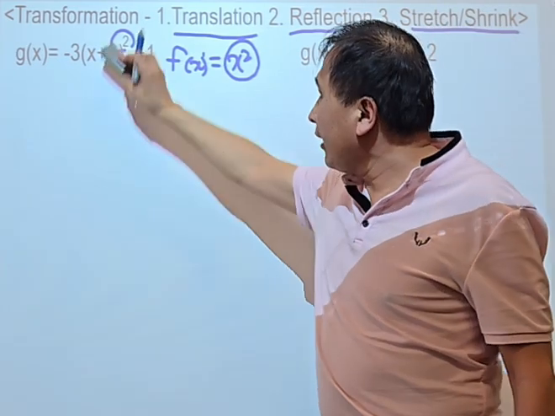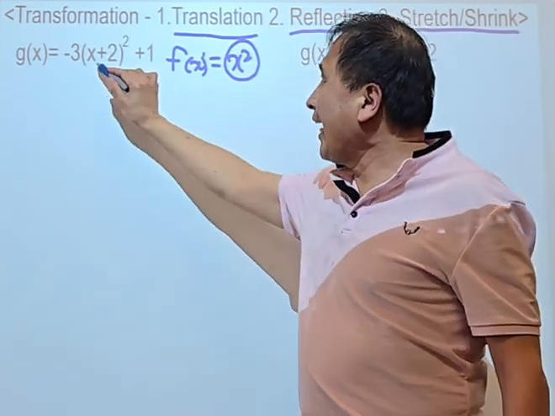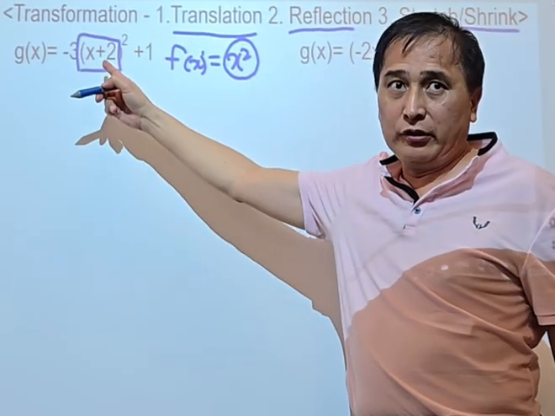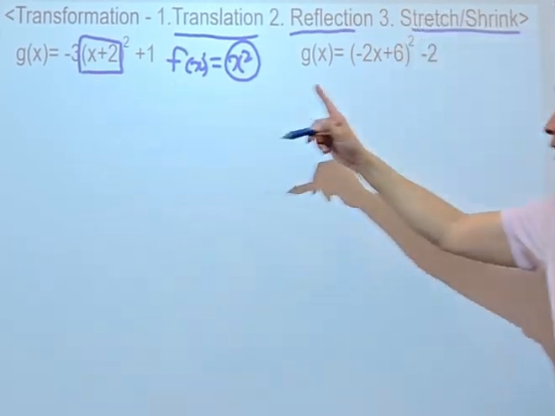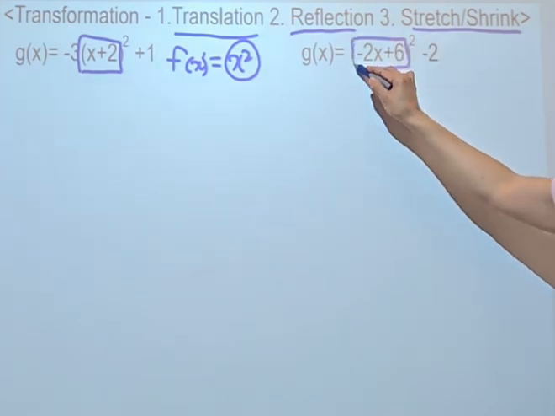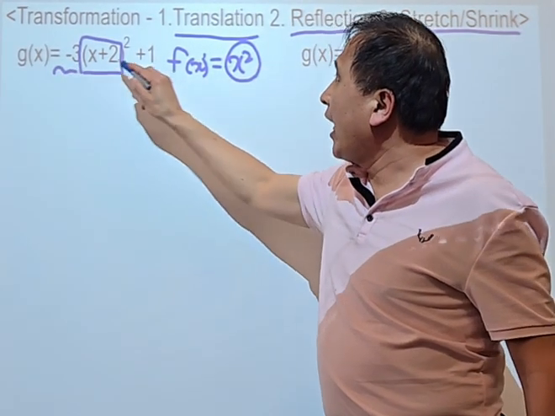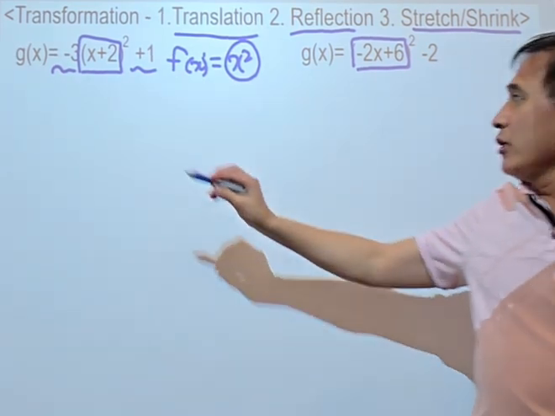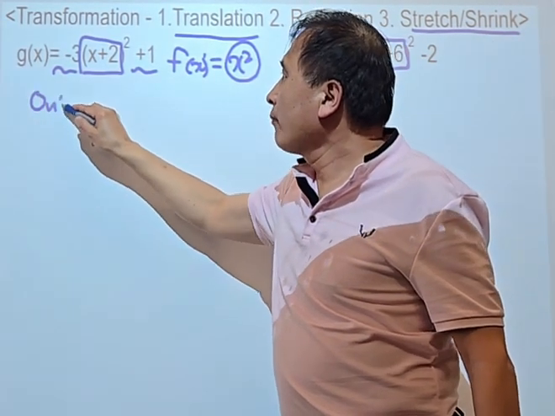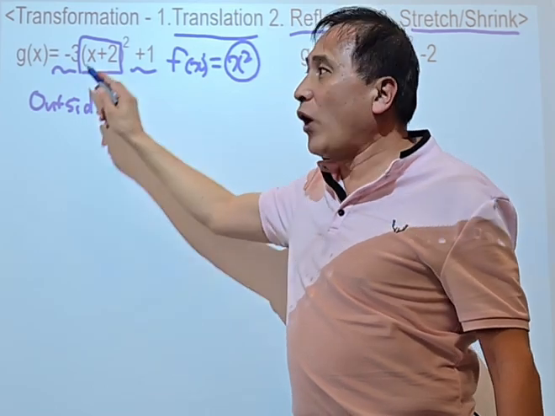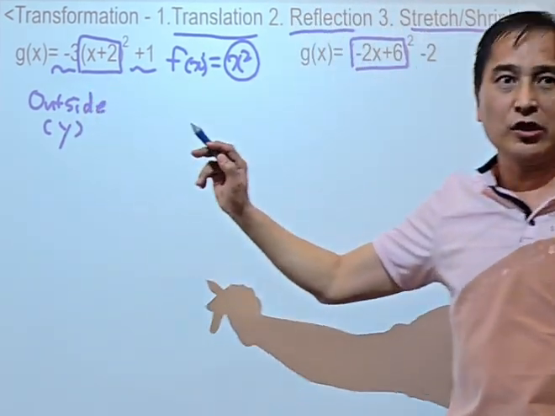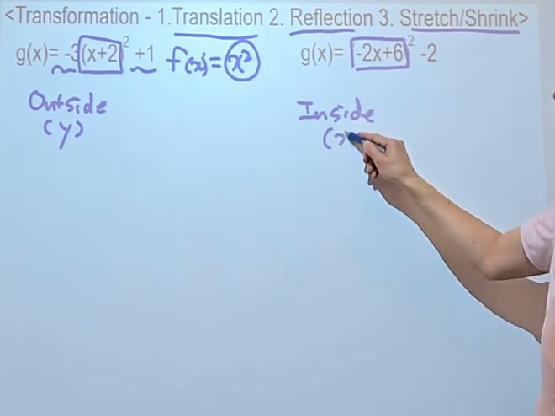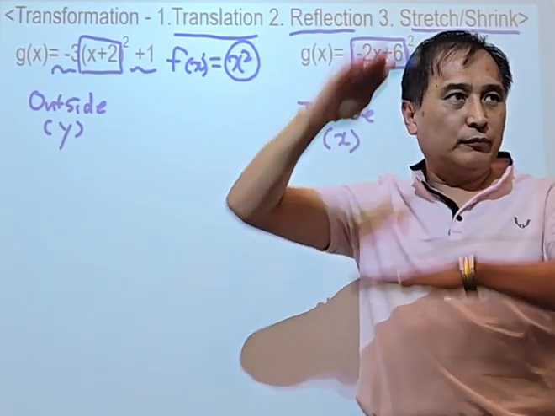The key thing is that first you need to check what happened inside the parenthesis or under the square, and then everything else outside. So we divide it into two things: inside or outside. First, let's do outside. Outside is the y value, that's a y change. Inside, that's an x change. So y is vertical.